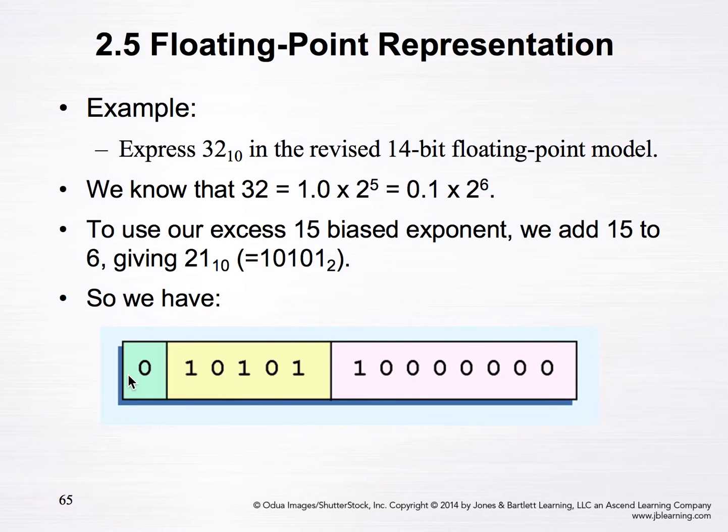This is a positive number, so we have 0 for the sign, and we use excess 15 for the exponent. So this one is going to be represented in the exponent right here. And the last part is the significand. We can see the binary point right here. Right after the binary point, we have the 1, and the remaining bits are just 0, because there's no value after the digit 1. So we put all 0s after the 1.